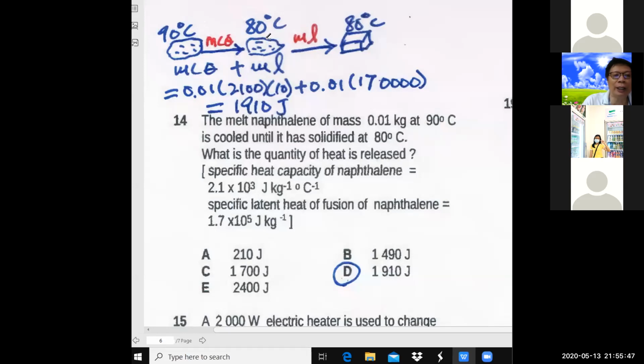So you have to cool it down to 80 degrees first. Here, there is a change in temperature but it is still liquid, no change in state, so it's mc theta. When the naphthalene has cooled down to 80 degrees, then it only starts to become solid. At 80 degrees, liquid changes to solid but the temperature remains the same. No change in temperature, so it's ml. So mc theta plus ml, you calculate and you get this answer. Okay, copy down the answer.